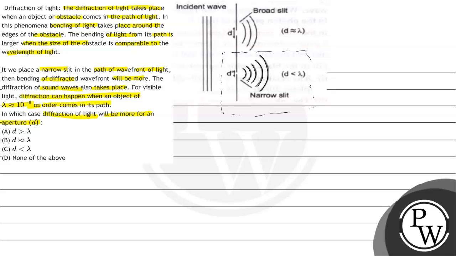And now let's understand the key concept first. The key concept behind this question is the necessary condition of diffraction. So, what is the necessary condition for diffraction? It is that the aperture of the slit must be comparable to the wavelength of light, as it is written here, and hence our key concept becomes D must be comparable to lambda.